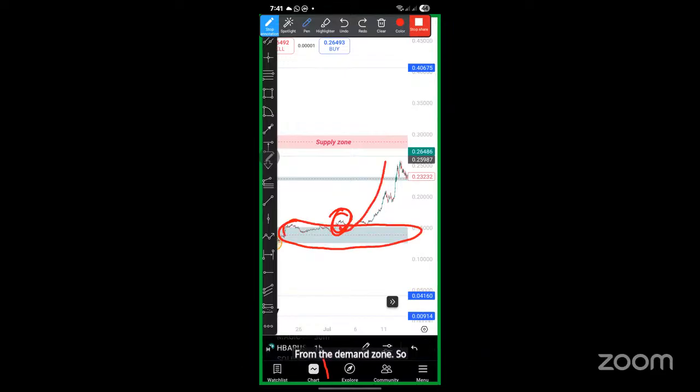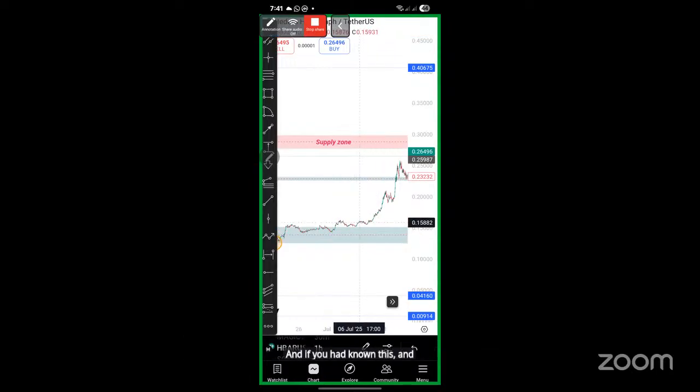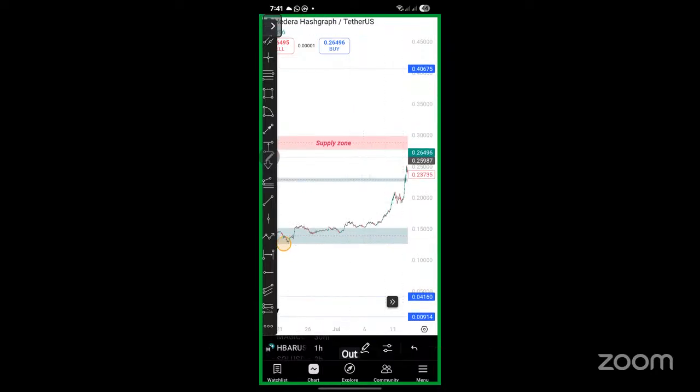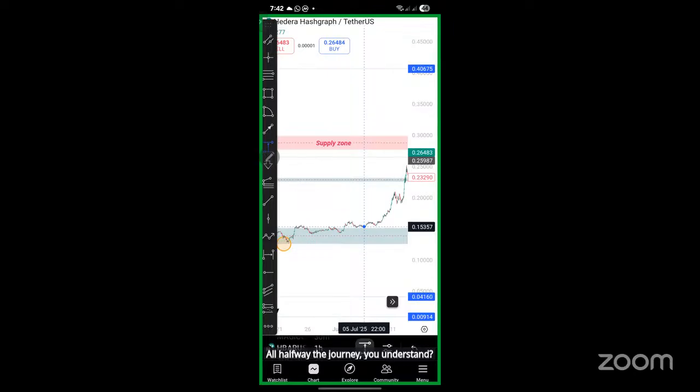So price is pushing higher. And if you had known this and entered around this area, out of the demand zone, you will have made some profit. If your entry is at the retest of the demand zone, you will always look for the supply zone, or you can even take only 2/3 of the journey, or halfway. You understand? That's what we call it.